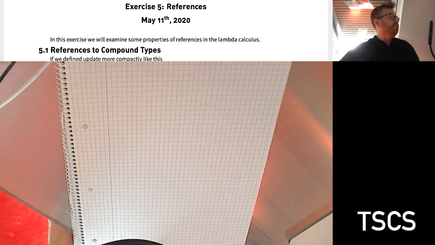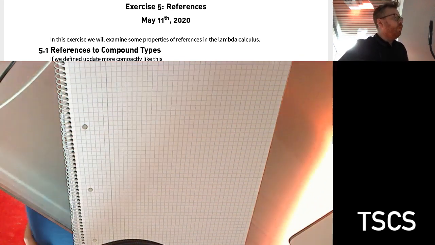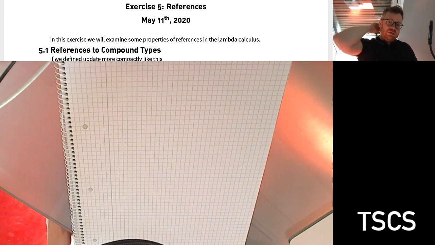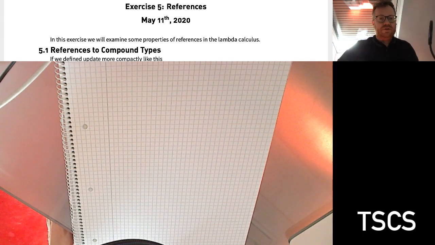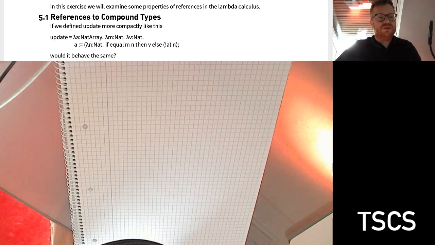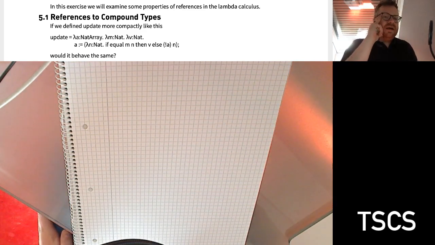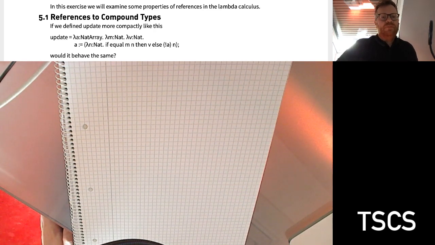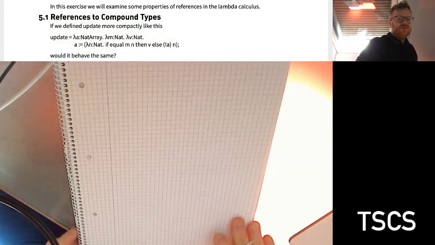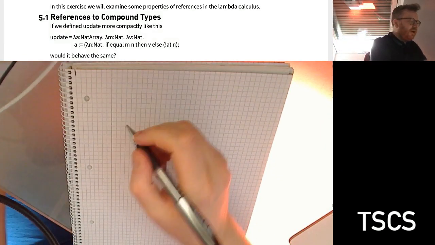Good. So exercise number 5 was all about references. And the first question was this updated, let me just quickly scroll that up for you, was the updated update function in a way like this. And the question was, would it behave the same? So let's look at that update function. So how to address this, how to find out if this would behave the same.